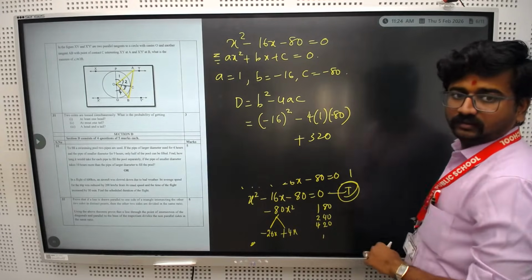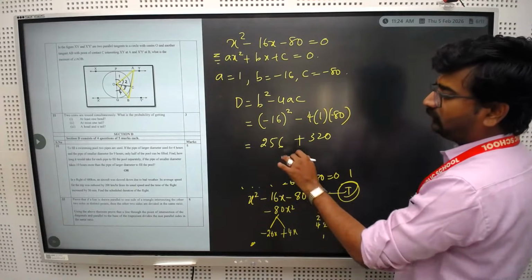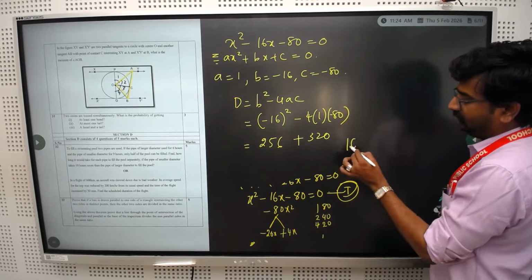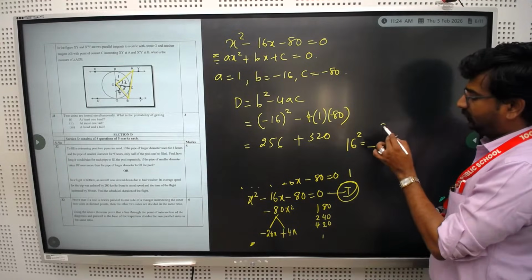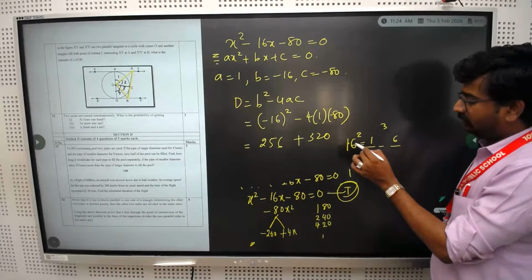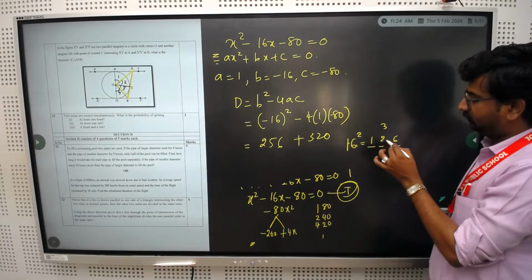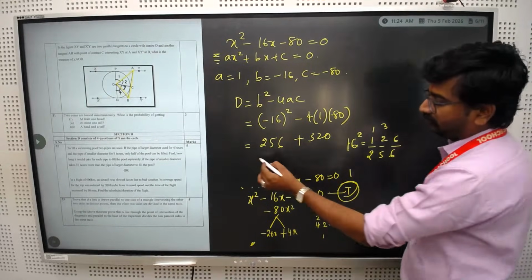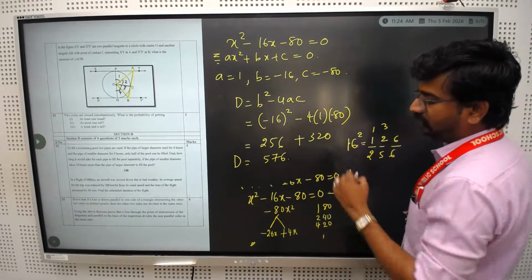This will be 320. What is 16 square? 256. If I don't know, 16 into 16. What is 6 square? 36. What is 1 square? Who is remaining? The middle term is remaining. Multiply the 3 numbers: 1 into 6, 6 twos are... 256. Okay, so if I add these two, it is 576. Now the D value is 576.